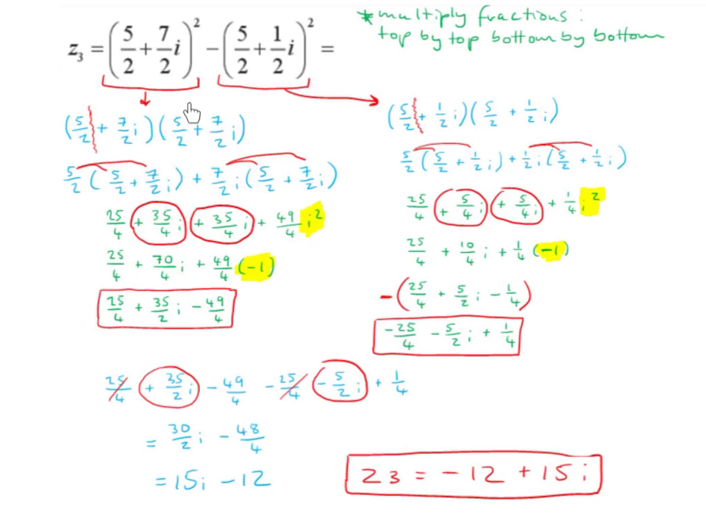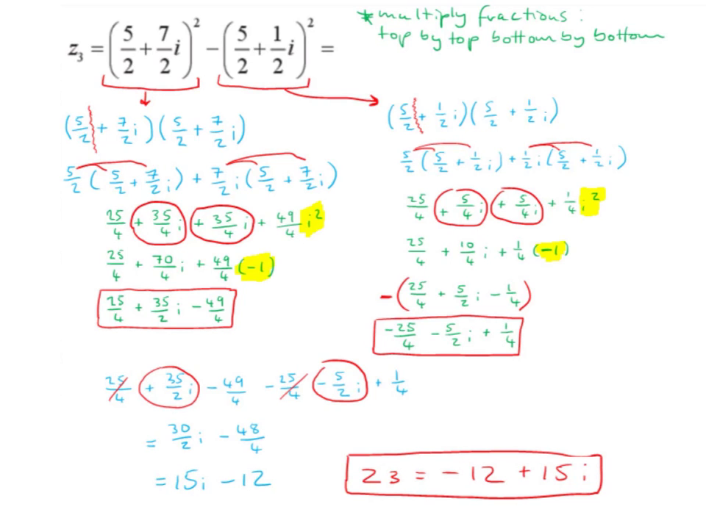So I have 2 eggs, so I'm going to crack open the first egg and bring down the 5 over 2 and stick on the second egg, and then bring down the 7 over 2 i and stick on the second egg. Then I'm going to multiply out the brackets. And remember that when we're multiplying fractions, it's top by top, bottom by bottom. So 5 over 2 by 5 over 2 is 25 over 4. So 5 by 5 is 25, 2 by 2 is 4.